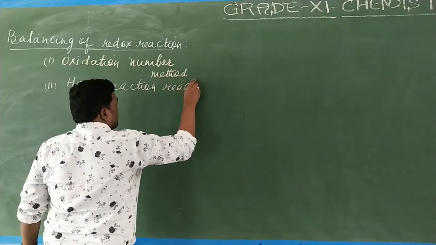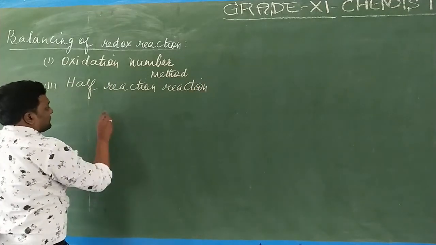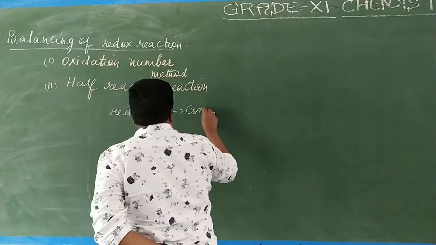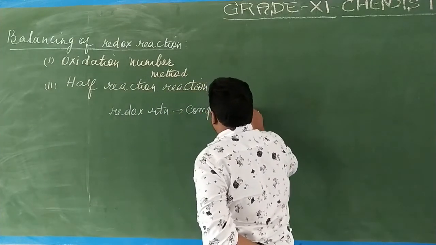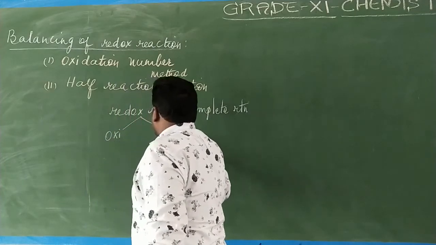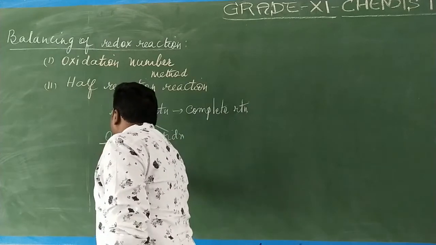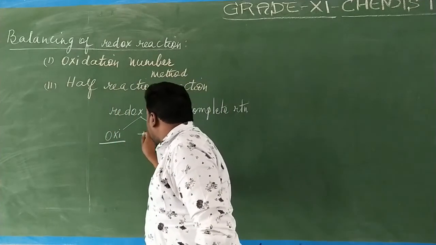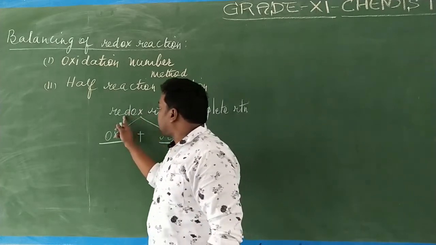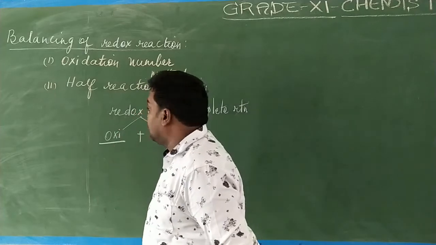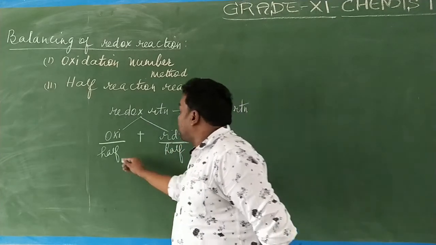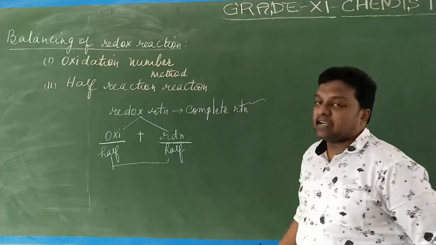What is this half reaction? The redox reaction is a complete, full-fledged reaction. So this redox reaction will be having an oxidation reaction and a reduction reaction. This oxidation and reduction together is called the redox reaction. If oxidation and reduction take place simultaneously in a single reaction, then that reaction is called a redox reaction. So now this oxidation is a half reaction, and the reduction is also a half reaction. When this half and half combine, then we can call it the redox reaction.